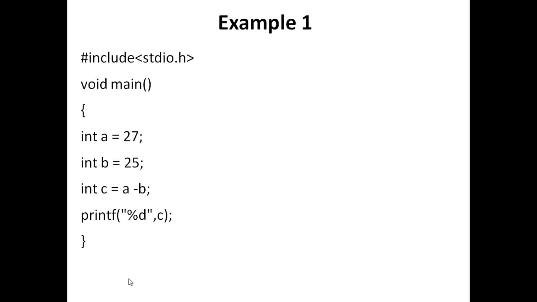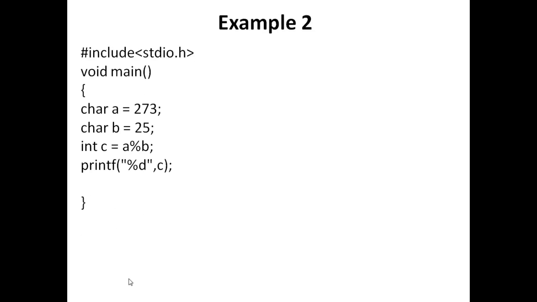This is the first example we are going to see. We have integer a, integer b, and integer c. Integer a is 27, integer b is 25, and integer c is the expression a minus b. So the output will be 2.